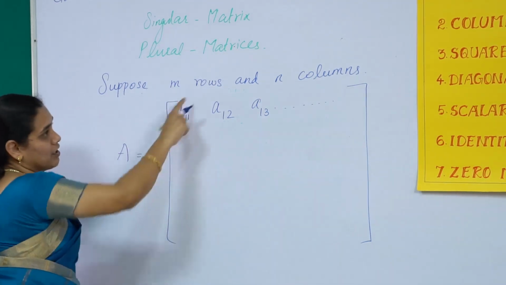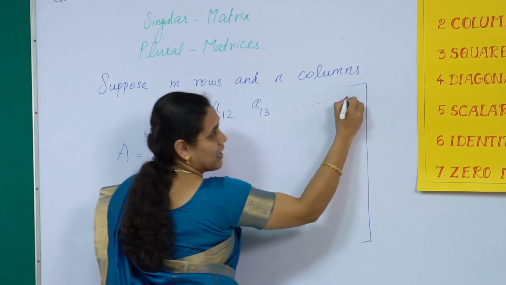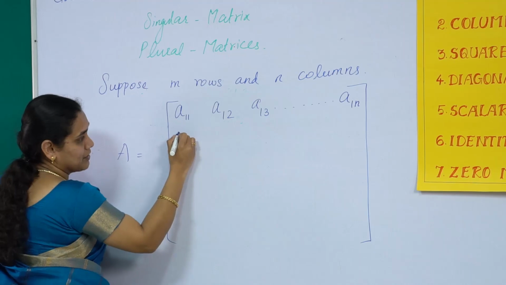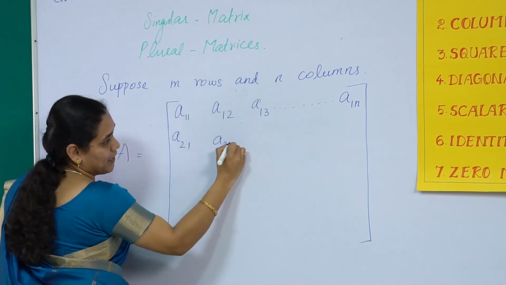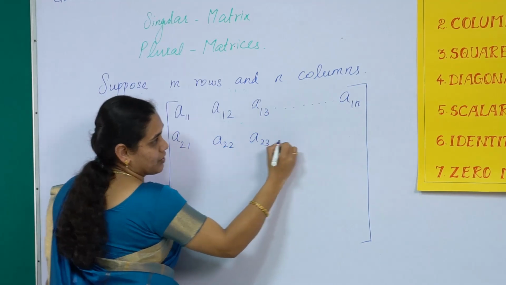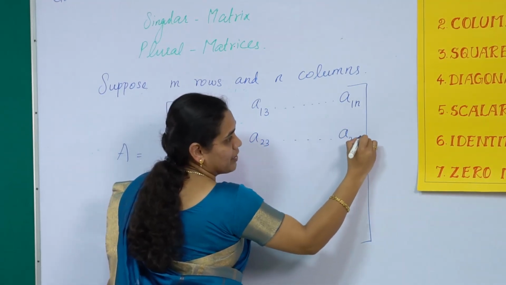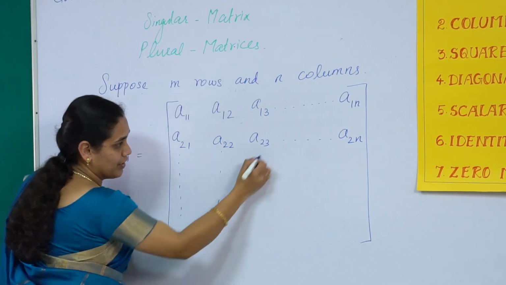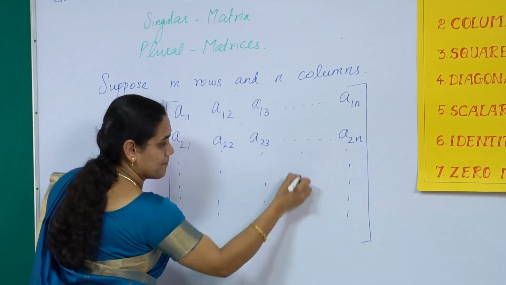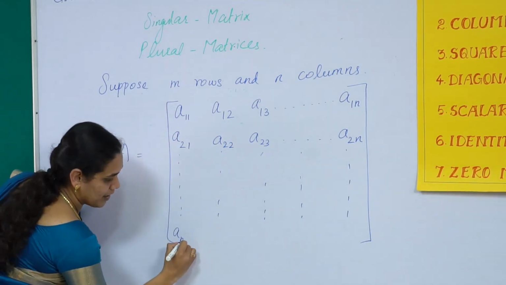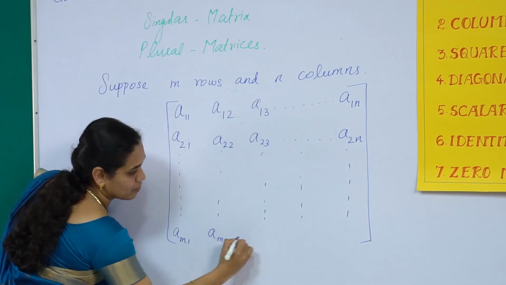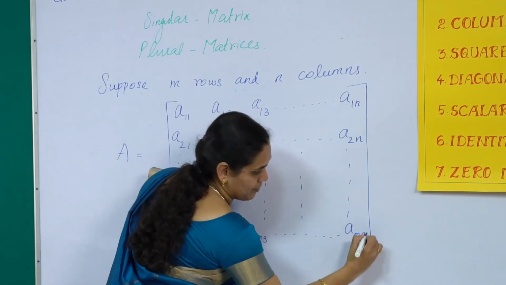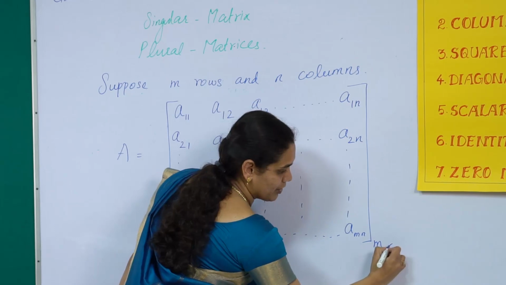So how many columns do we have? N columns. So the last element may be A1n. Then what can be this? A21, A22, A23, and so on. And the last will be A2n. If we continue similarly, the last row will be Am1, Am2, Am3, and this one will be Amn. And this is a matrix of order m by n.